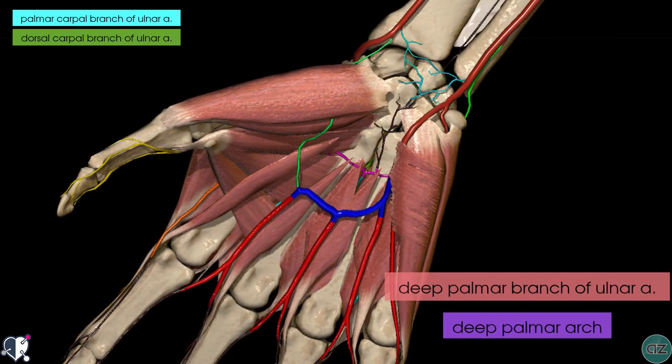I've just added in the layer of muscles, and you can see how the deep palmar branch of the ulnar artery passes through the origin of the hypothenar muscles to anastomose with a branch of the radial artery to form the deep palmar arch, which is highlighted in purple.